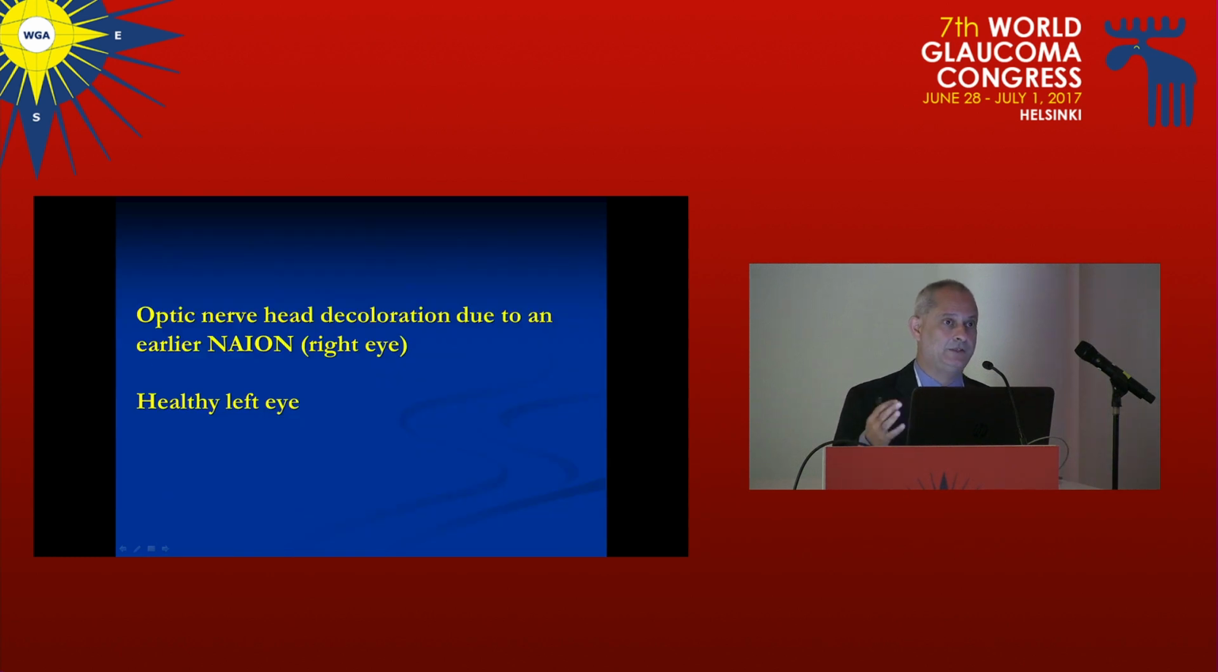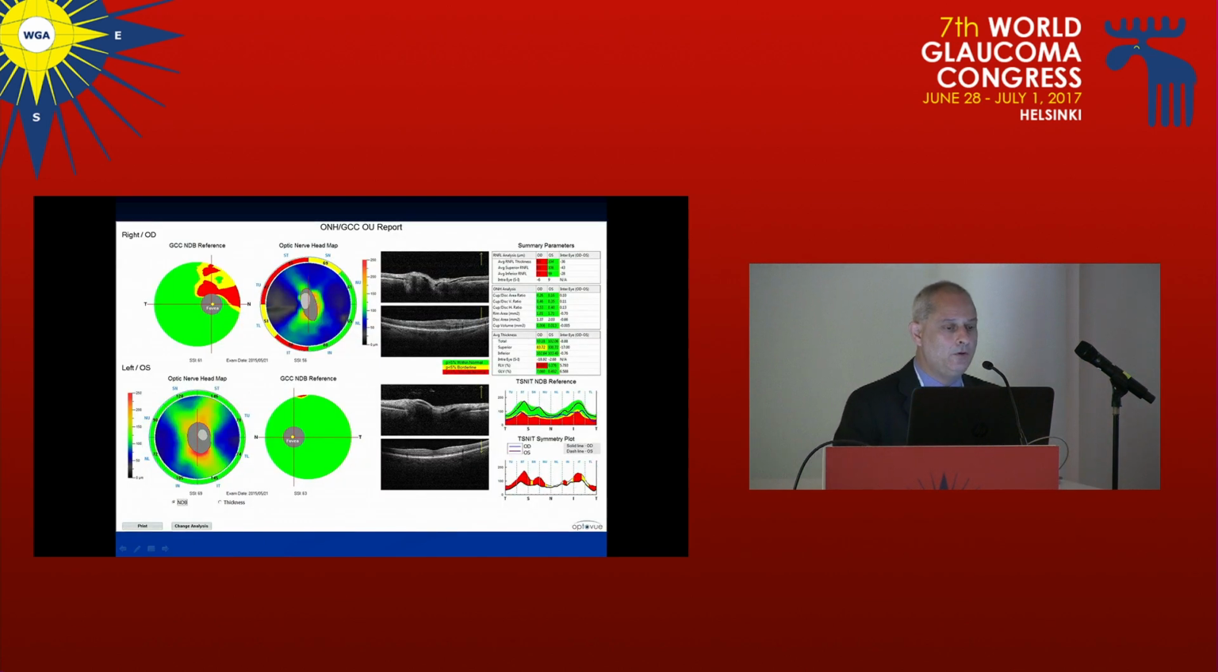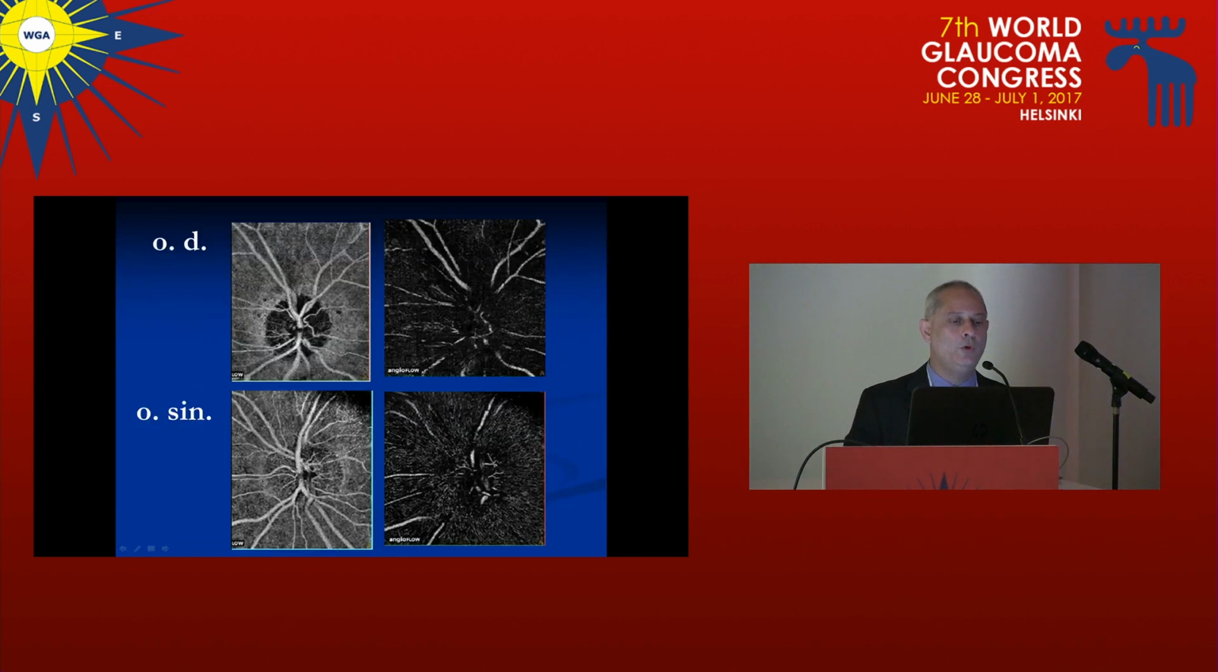But this is not just glaucoma, but a lot of other things. This is optic nerve head decoloration due to an earlier non-arteritic anterior ischemic optic neuropathy in the right eye. You can see, obviously, the differences, in particular for the temporal retinal nerve fiber layer. And when you go to the OCTA images, this is the superficial one, and this is for the retinal nerve fiber layer. You do see, in contrast to the healthy left eye, that this is a dark area.